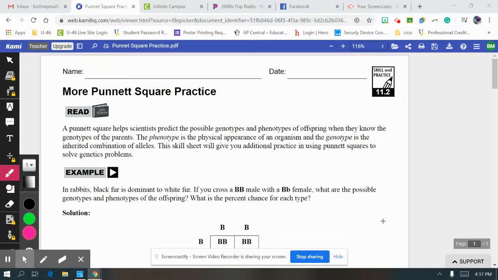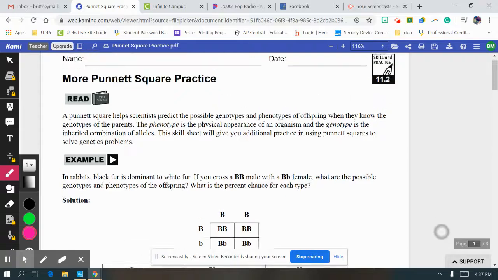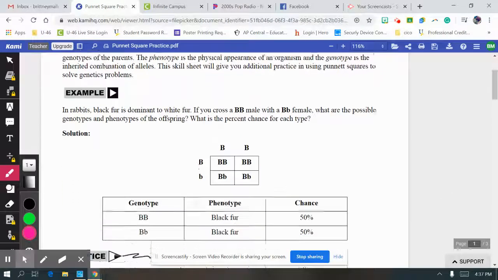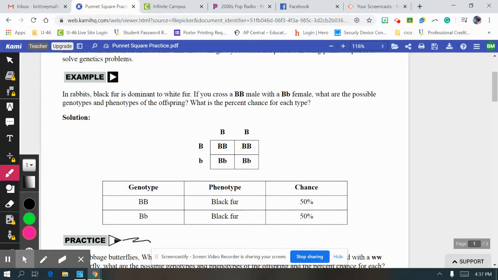This is a video to help anybody who either was absent or is just kind of struggling so far with Punnett Squares, to help you get back on track and understand what's going on. This is the first page of your practice packet that we got in class. If you read the top, it goes through an example of rabbits. It basically talks about everything we discussed in class. So we're going to talk about this first.